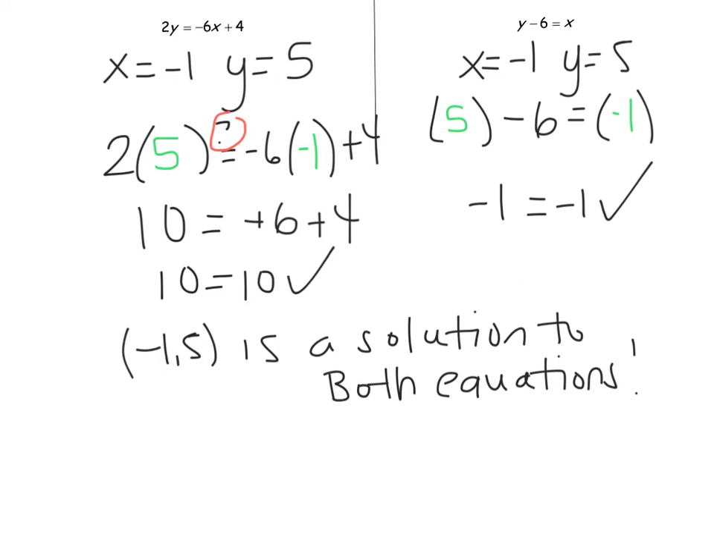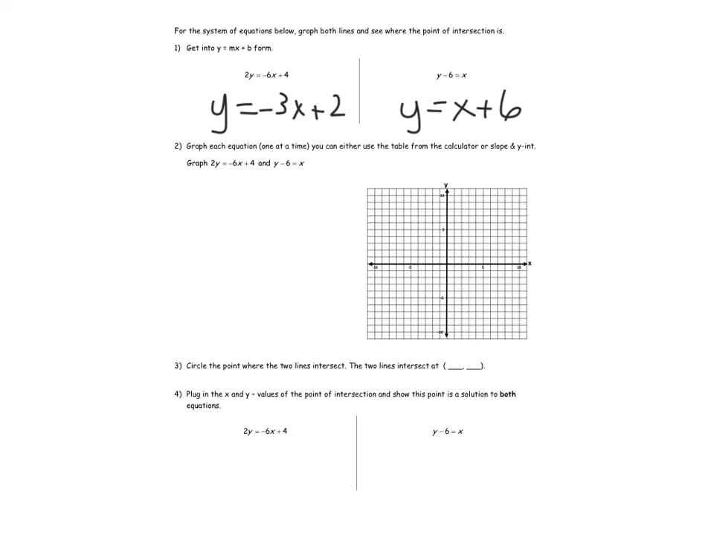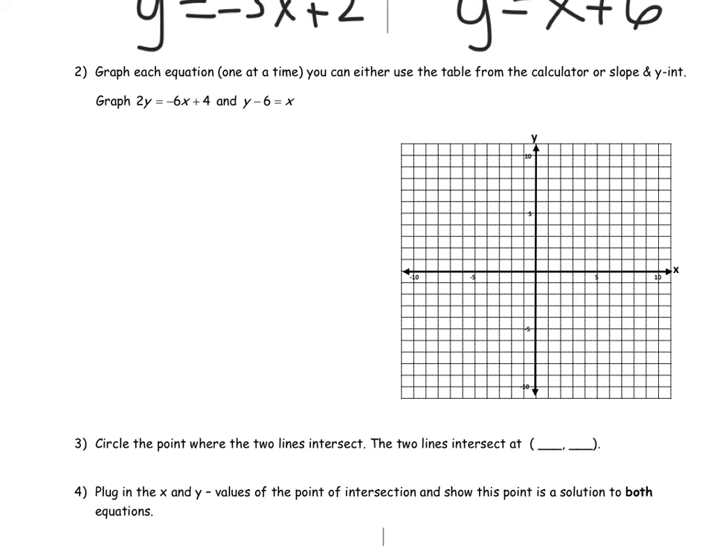All right, now flip the page for the system of equations below, graph both lines and see where the point of intersection is. Same old lines. We already did this before, so just copy it over. Y equals negative 3x plus 2 and y equals x plus 6. Let me just make sure that that's right. Yup, it's good. So, graph each equation one at a time. You can either use the table from the calculator or slope-intercept method. I always like slope-intercept method. But, you know, you can do whatever you want.